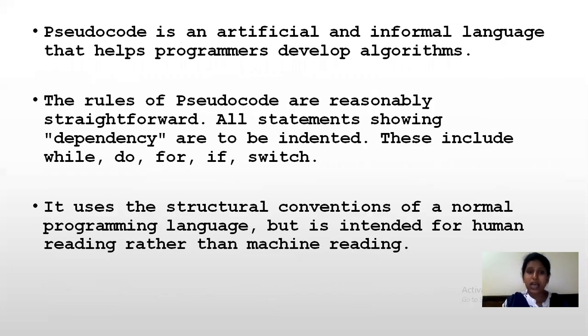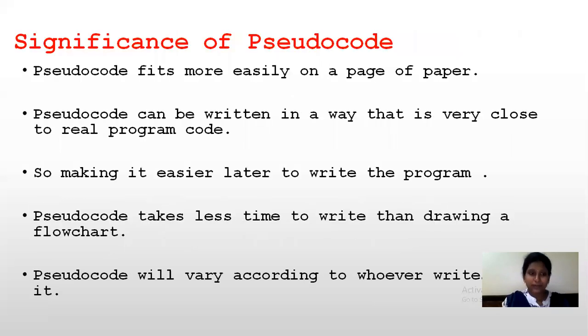The rules of pseudocode are reasonably straightforward. All statements showing dependency are to be indented. This includes while, do, for, if, and switch. It uses the structural conventions of a normal programming language but is intended for human reading rather than machine reading.